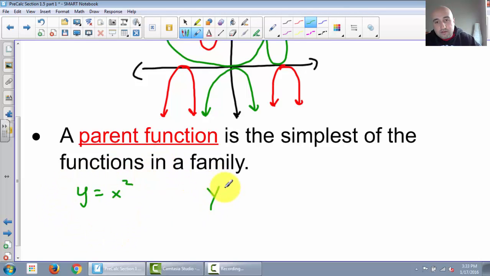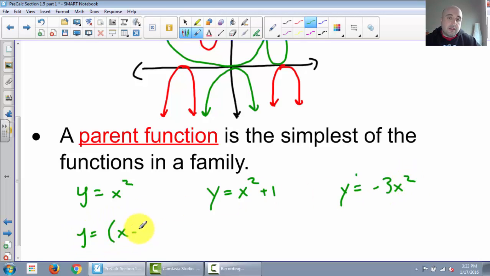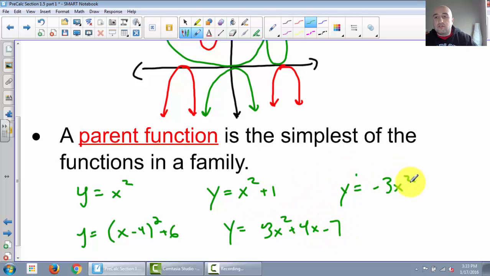What could I do to not be a parent? So I could do like y equals x squared plus 1. That's the parent, and it goes up 1. I could do y equals negative 3x squared. I could do y equals (x minus 4) squared plus 6. I could do ax squared, so 3x squared plus 4x minus 7. These are all parabolas because they're x squareds. But the only one that is the parent function is the one that's the simplest. This is just y equals x squared.